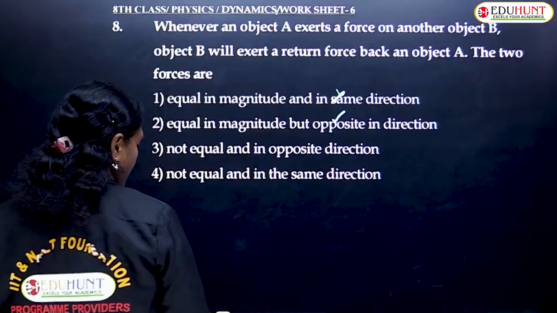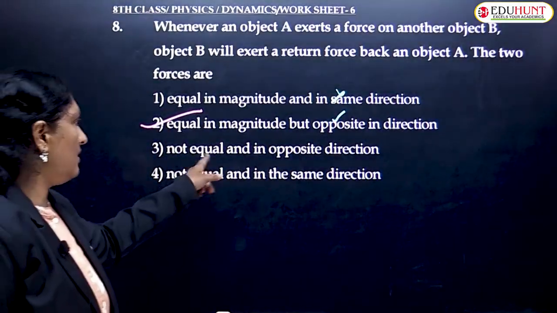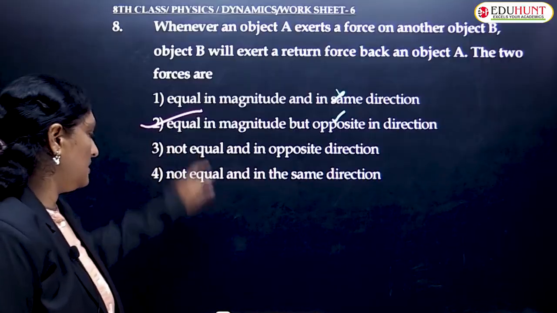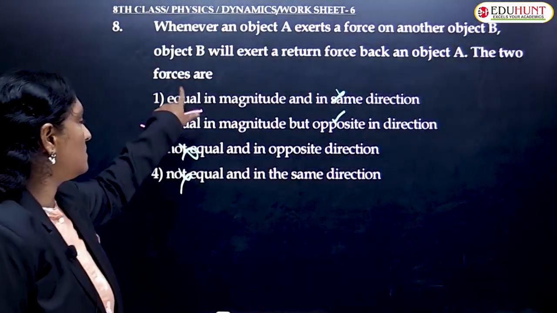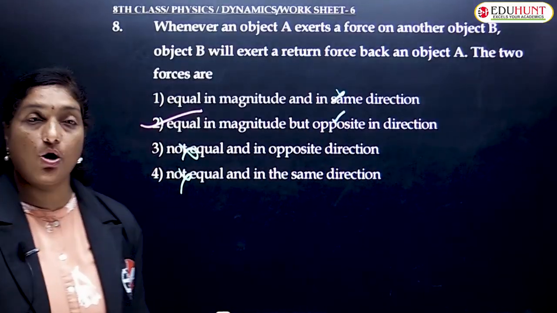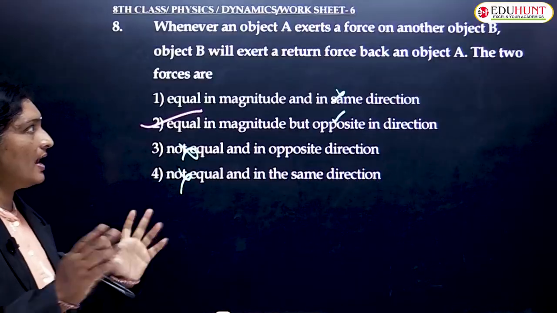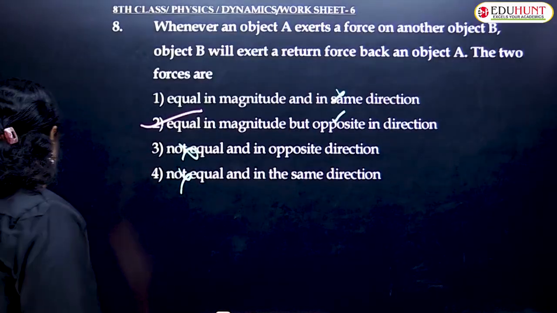Equal in magnitude but opposite direction. Hence the second answer is true. Not equal? No, they are equal. So this and this must be equal. Only among the two, because it is in the same direction, the correct option is opposite direction. Action and reaction are equal in magnitude but opposite in direction.